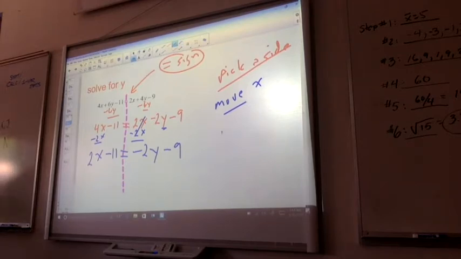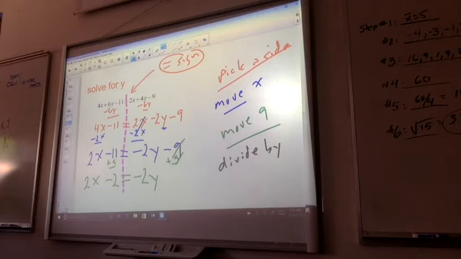Next step, maybe move the 9. So how do I move the 9? Add it, good. All right, so on this side, I'm going to get 2x. What's negative 11 plus 9? Negative what? 2. Negative 2, okay. Equals negative 2y, because this canceled out, right? We're getting pretty close.